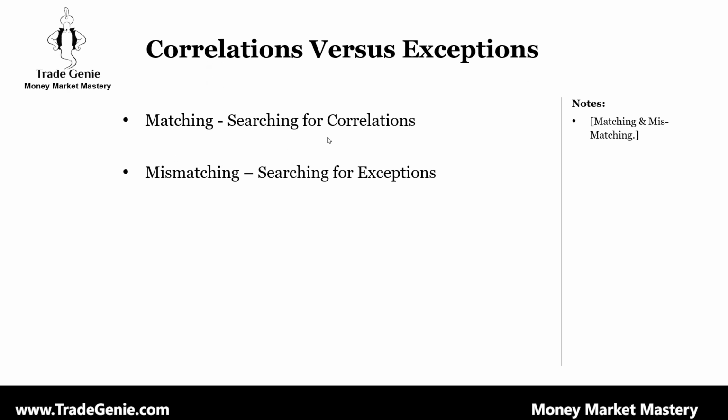In correlation, we are matching; we are searching for correlation. If this thing happens, then this other thing is also happening because they are correlated. And then there is mismatching, searching for exceptions. There are five things in the room, and one is not matching. The four are matching, and the fifth one is laying there not matching the other four. If we are not trained to identify the mismatch, we miss out.